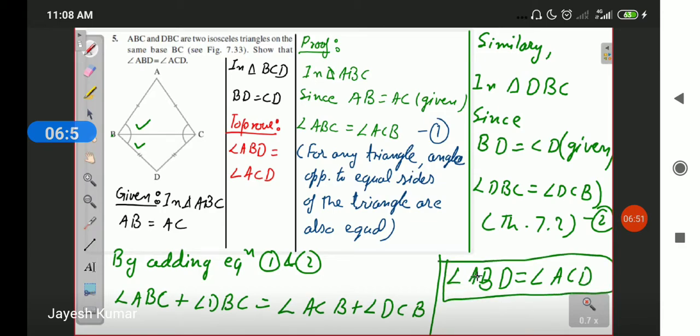You can also use congruency here, but the congruency that can be used here has not been discussed by me till now. Okay, that is why I am using this method.